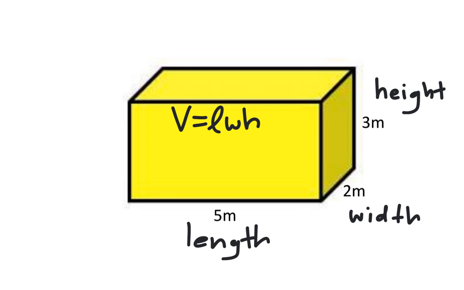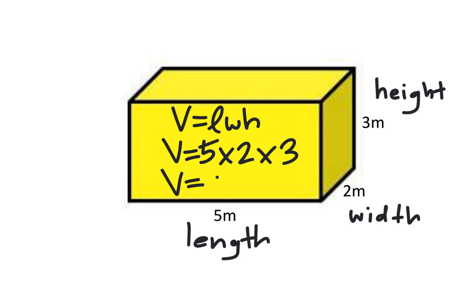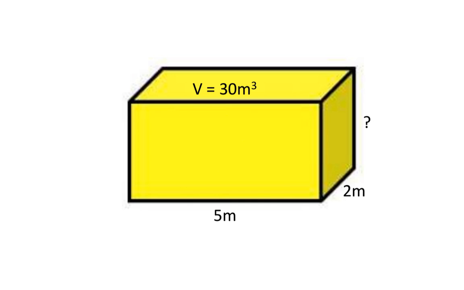Remember, if there is no operation between variables which are side by side, that just means that there's actually multiplication there. To find the volume, I'm going to take 5, multiply it by 2, and then multiply it by 3. And this is going to be equal to 30 meters cubed. Therefore, the volume of this rectangular prism is 30 meters cubed.